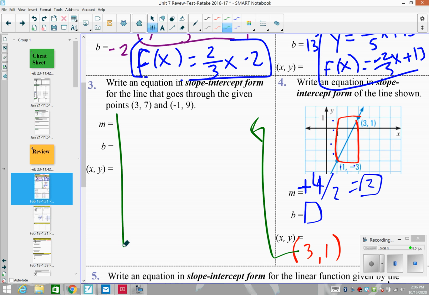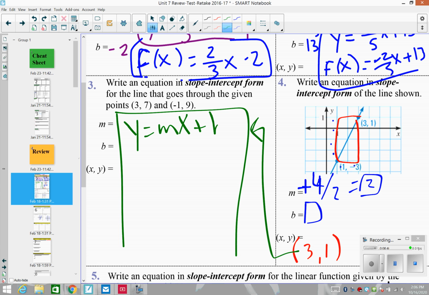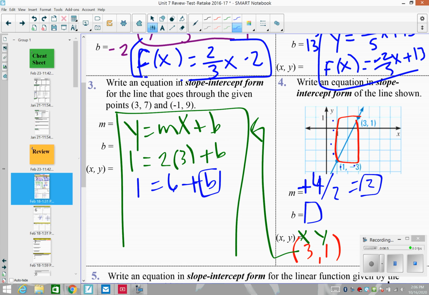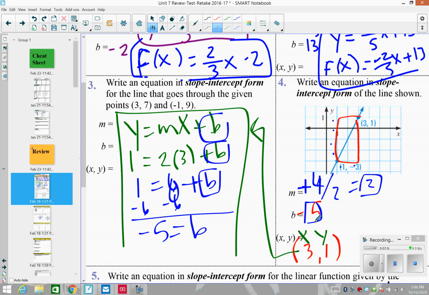So we know the equation is in the form of y equals mx plus b. All right. And we know that we have a y of 1 because that's the coordinate I chose to use. You could choose to use the other one. An x of 3. So we're going to solve for b. So that's 1 equals 6 plus b. Solve for b. So we're going to subtract 6. So we believe that the b value is negative 5. So I believe that this b, I just found it, would be intersecting down at 0, negative 5.